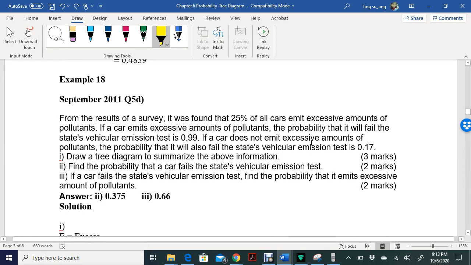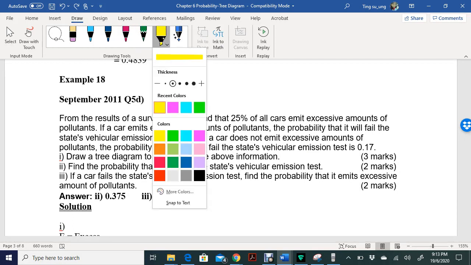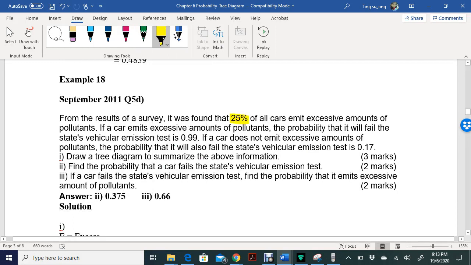Okay, so let's go for example 18. From the result of a survey, it was found that 25% of all cars emit excessive amount of pollutants. If a car emits excessive amount of pollutants, the probability that it will fail the state's vehicle emission test is 0.99. If a car does not emit excessive amounts of pollutants, the probability that it will also fail the state's vehicle emissions test is 0.17.